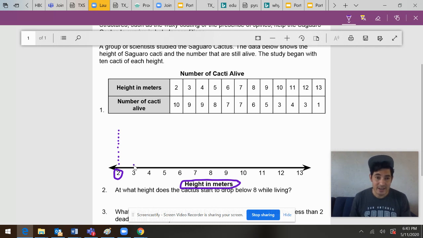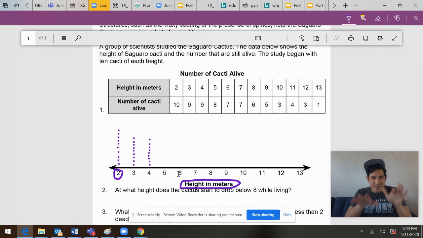So they each had 9. So 1, 2, 3, 4, 5, 6, 7, 8, 9. Okay. And then the 4 meter plants had 9 also. 1, 2, 3, 4, 5, 6, 7, 8, 9.